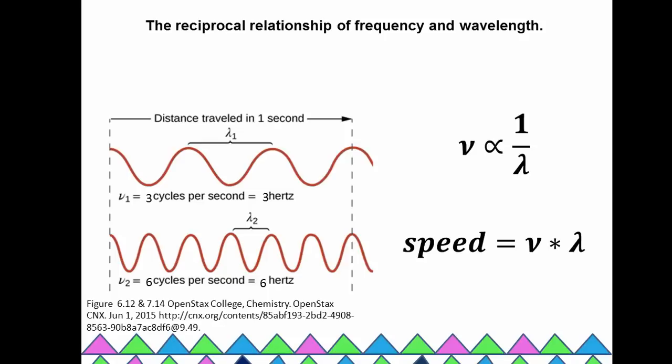Some really important things about waves is that there's a reciprocal relationship between frequency and wavelength. Frequency is inversely proportional to wavelength. And here we can see that quite easily: the smaller our wavelength, the more cycles per second can travel, and therefore a higher frequency. So speed is equal to your frequency times your wavelength.